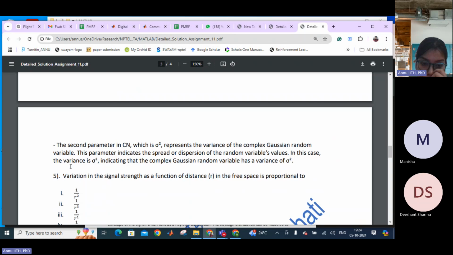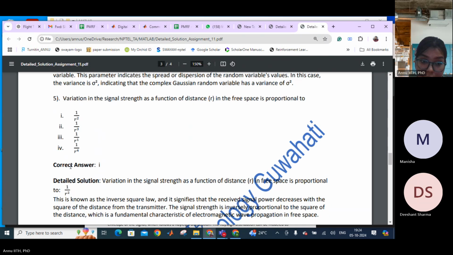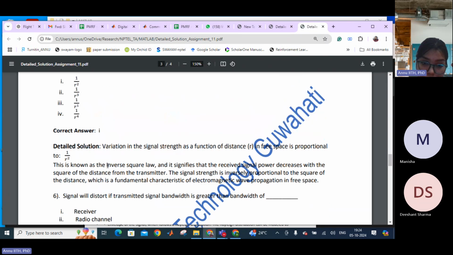And the variation in signal strength as a function of distance is proportional to 1 by r square, as we know from the inverse square law. It signifies that the received signal power decreases with the square of the distance from the transmitter, and the signal strength is inversely proportional to the square of the distance.